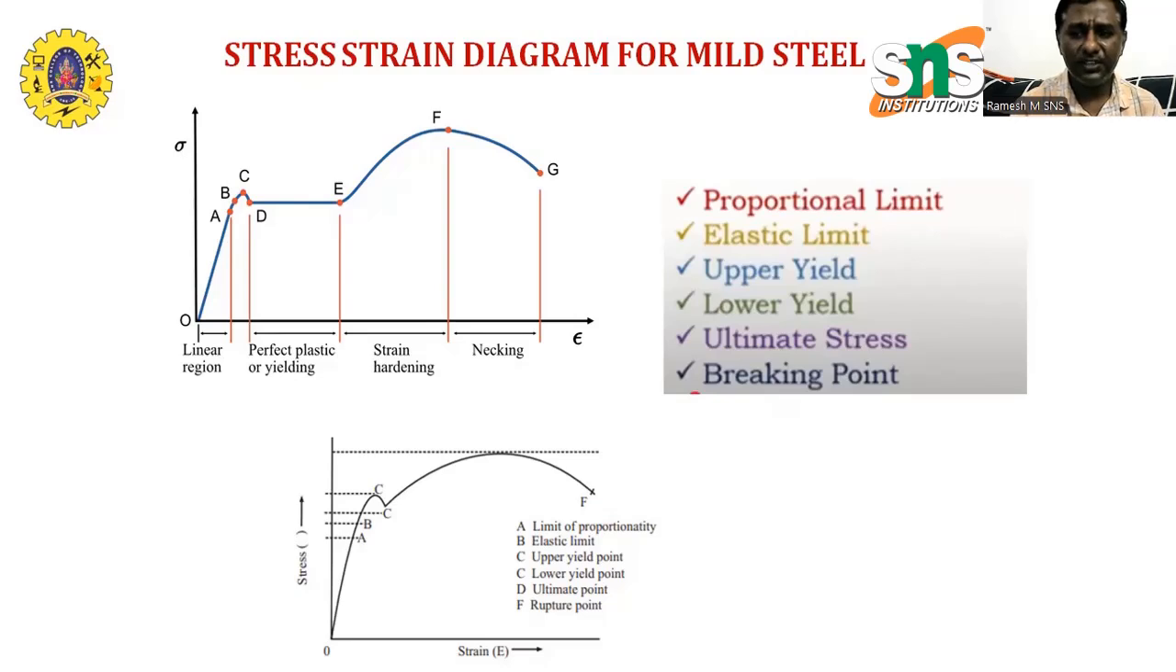So this is the stress-strain diagram for mild steel, but depending on the type of material, the stress-strain diagram will change. For brittle material, this kind of elasticity, everything is not there. Directly, it will go to fracture. Example, glass. If force is applied, it will immediately break. Like that, for each and every type of material property, the stress-strain diagram will vary.